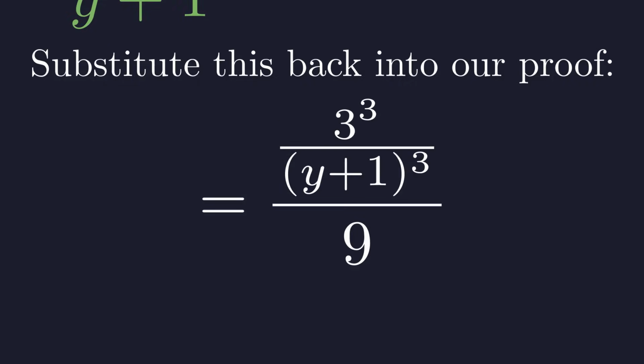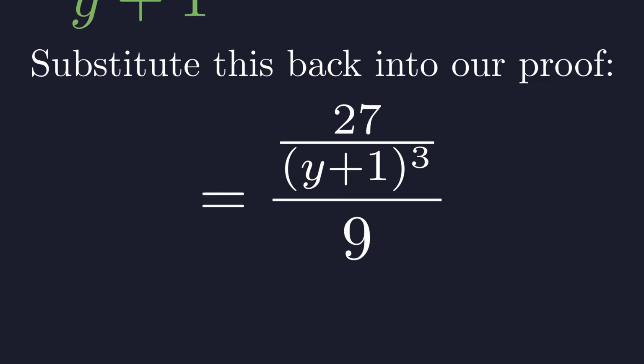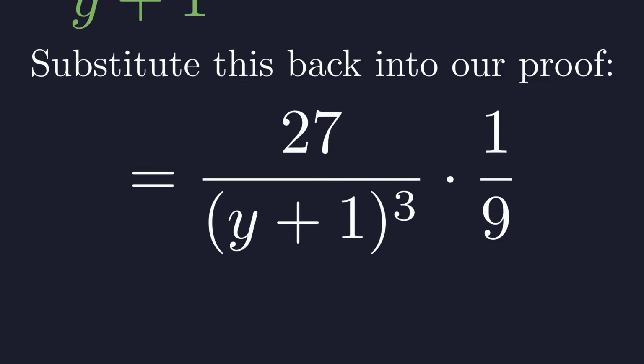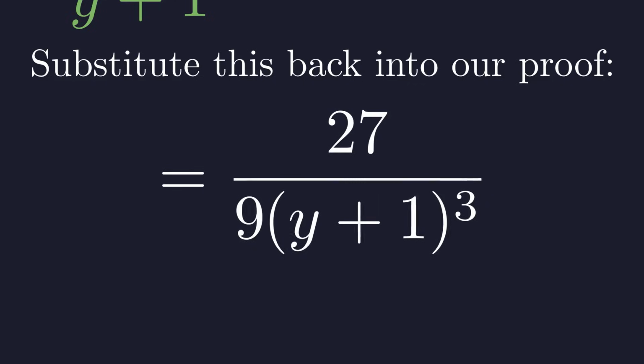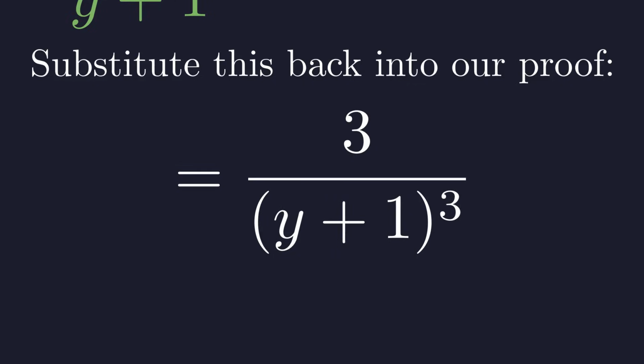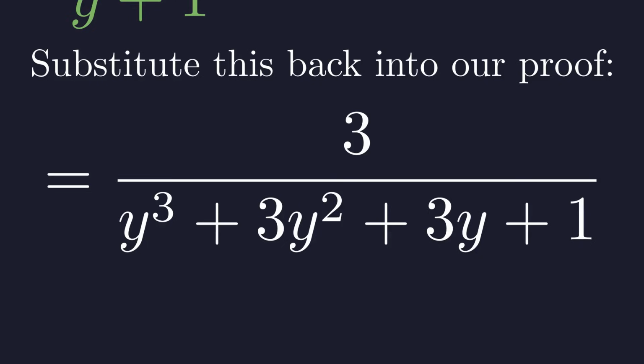Let's cube the fraction in the numerator. 3 cubed is 27. Dividing by 9 is the same as multiplying by 1/9. We can combine these into a single fraction. 27 divided by 9 is 3. Now we need to expand the denominator. Using the binomial expansion for a cube, we get y cubed plus 3y squared plus 3y plus 1.